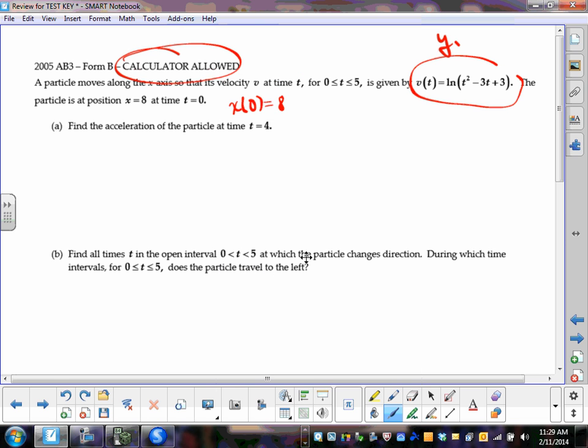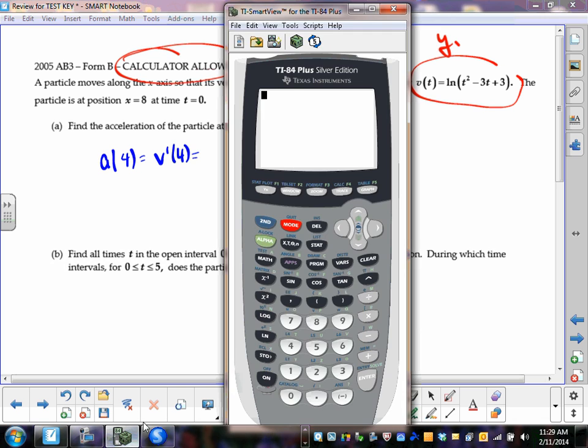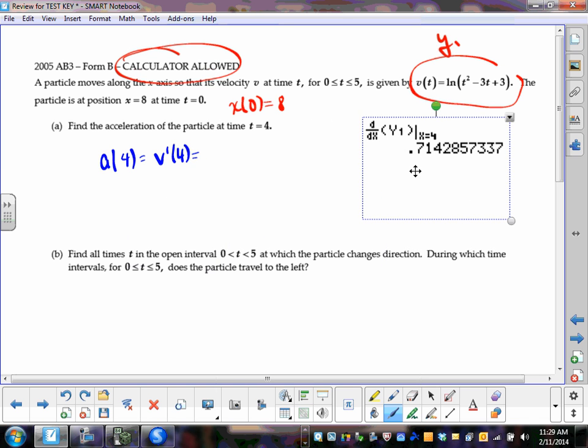So now it asks us first to find the acceleration at time 4. The acceleration at time 4 is the derivative of velocity at time 4. So I'm going to have the calculator do this derivative because you do not know how to do this derivative yet. So the derivative of the y1 function at time 4. So the derivative of velocity at time 4. And we got 0.714. No units because they did not give us units.